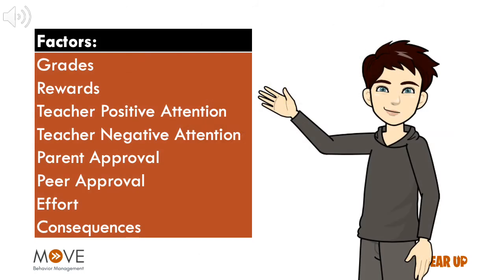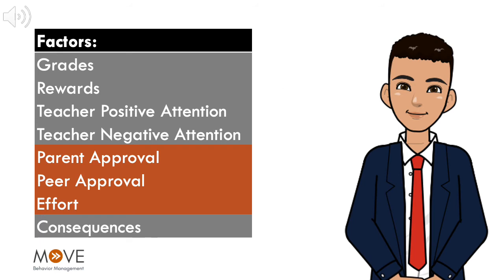Let's look at all of the factors Billy considered: grades, rewards, teacher positive attention, teacher negative attention, parent approval, peer approval, effort, and consequences. Of these factors, several of them are teacher-created, like grades, rewards, teacher attention, and consequences. Because Billy's teacher created several classroom strategies that included both expectancy and value to Billy, he considered them in his decision process. As a result, Billy followed the rule.